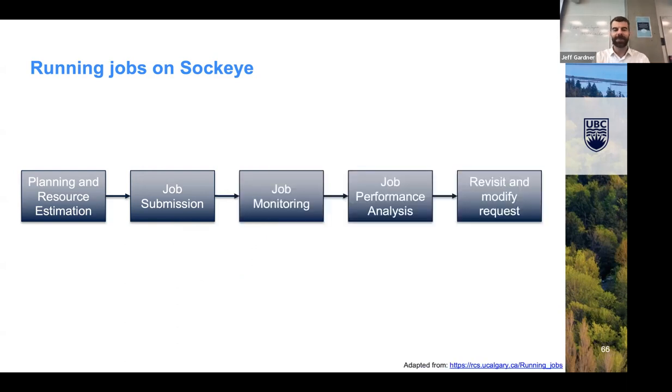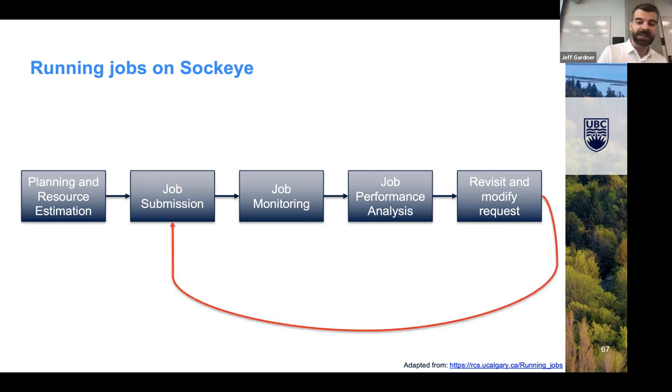What we'd like to see is, once you've submitted your job, perform some monitoring, whether that's during the job or after. Monitoring is huge. From there, you can look at the job performance analysis. There's two sides to this. There's analyzing how well your analysis script did, so improving the code itself. And there's also the analysis of your job script, namely the resources you requested. Am I requesting too much? Am I requesting too little? If you're requesting too little, your job may have failed. From there, you can go back to revisiting and modifying your request and resubmitting.